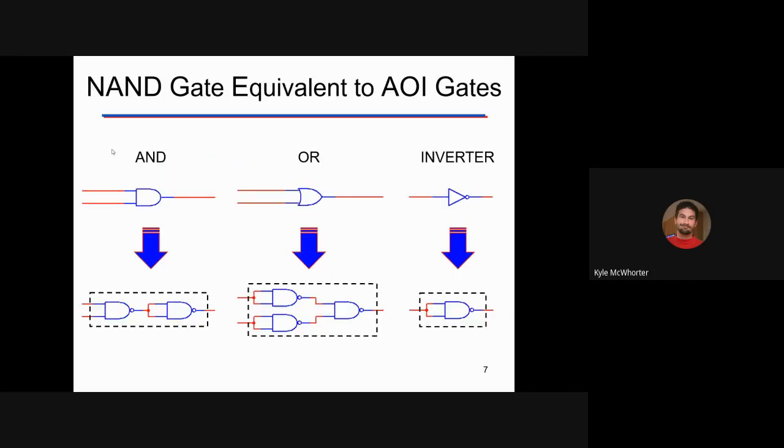So in a review, this would be a good thing to have in your notes, is this AND gate becomes this in NANDs, an OR gate becomes this in NANDs, and an inverter becomes this in NANDs.